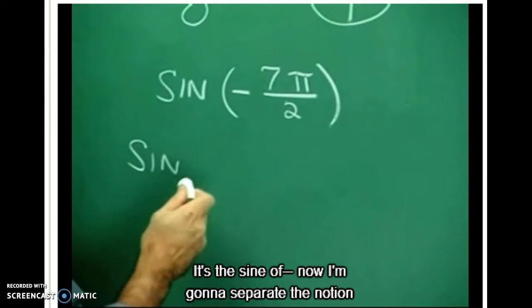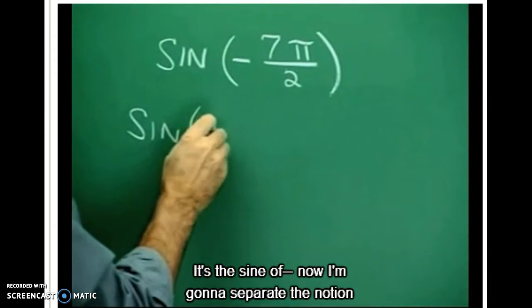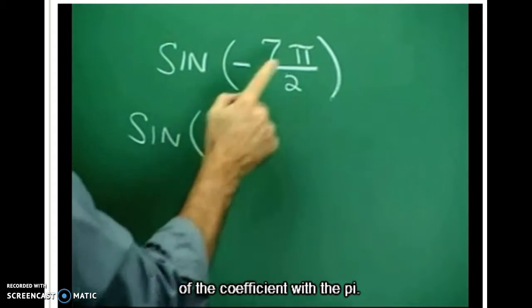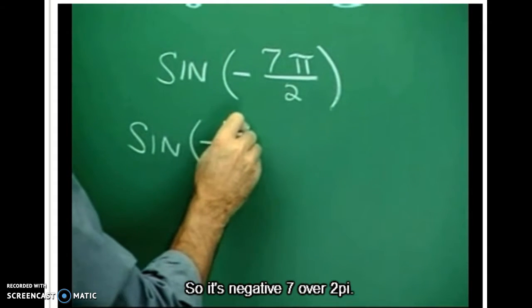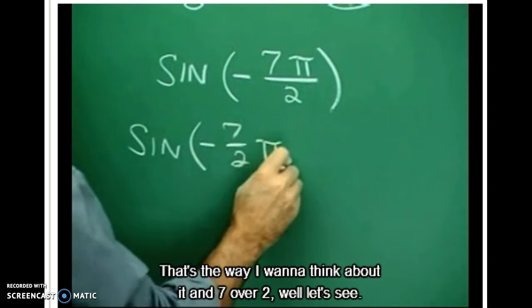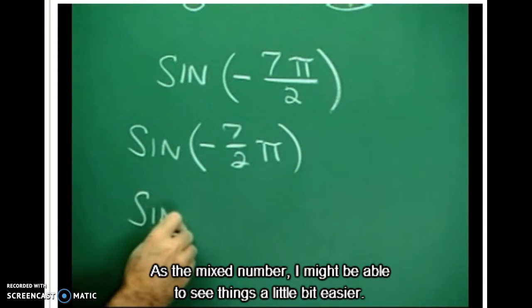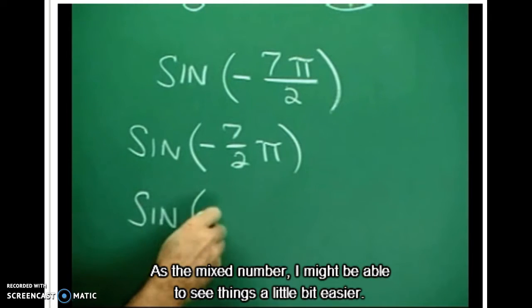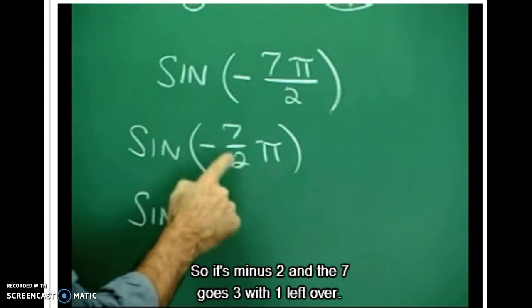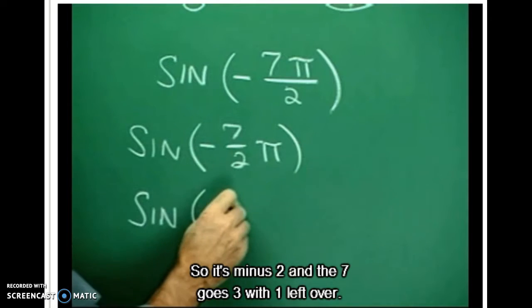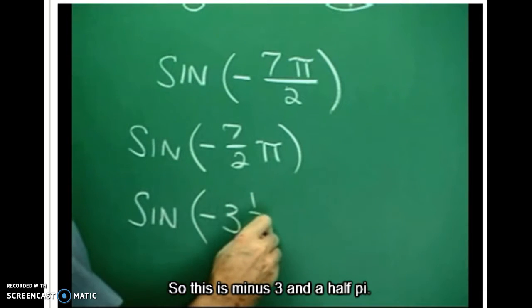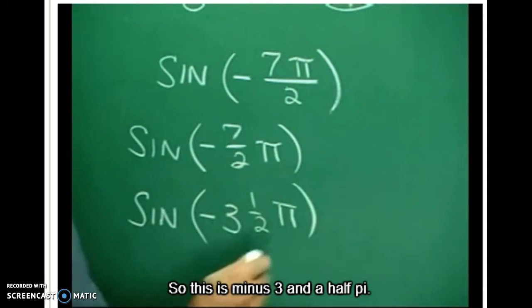And in a similar way, sine of this value, well, let's think of it like this. It's the sine of, now I'm going to separate the notion of the coefficient with the pi, so it's -7 over 2 pi. That's the way I want to think about it. And 7 over 2, well, let's see, as a mixed number, I might be able to see things a little bit easier. So it's -3 and a half, since 7 over 2 is 3 with 1 left over. So this is -3.5 pi.